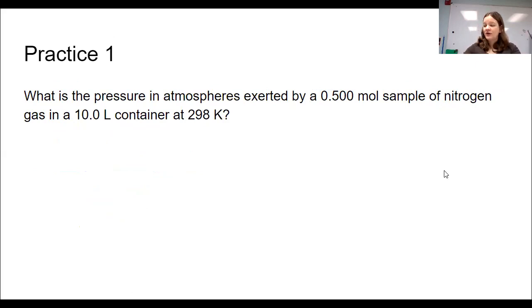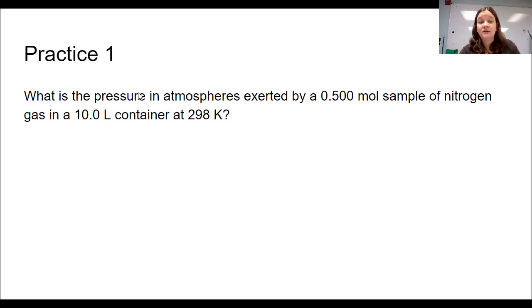So now we have a practice problem. I think I have this one animated. So it gives us some information. It wants us to calculate the pressure. What is the pressure in atmospheres exerted by a half mole sample of nitrogen gas in a 10-liter container at 298 Kelvin? So it gives us moles, it gives us liters, and it gives us Kelvin.